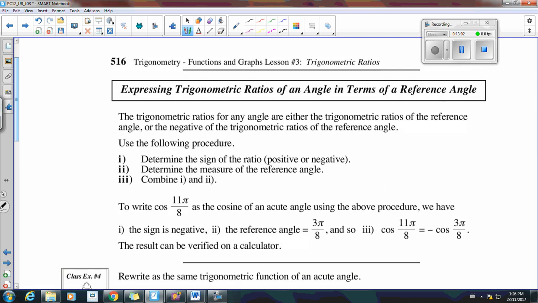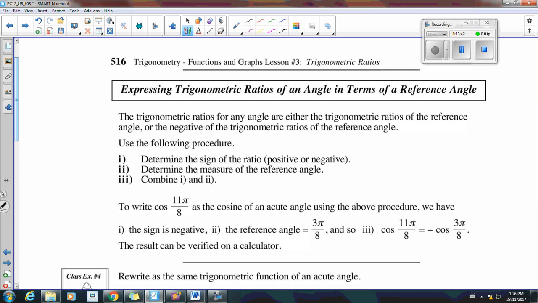So expressing trigonometric ratios in terms of a reference angle, the trigonometric ratios for any angle are either the trigonometric ratios of the reference angle or the negative of the trigonometric ratios of that reference angle. So use the following procedure. Determine the sign of the ratio, determine the measure of the reference angle, and then put your answers together. So to write cos of 11 pi over 8 as the cosine of an acute angle, use the above procedure. We have the sign is negative, the reference angle is 3 pi over 8, so cos of 11 pi over 8 equals negative cos of 3 pi over 8. And you can verify that on your calculator.